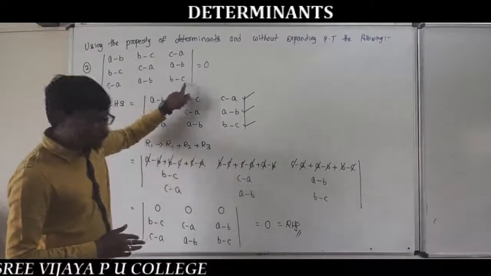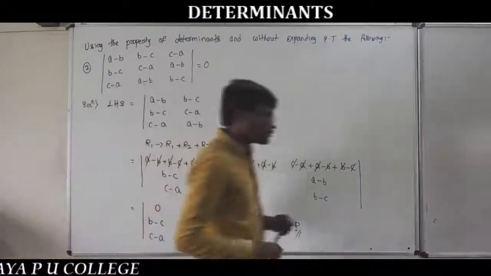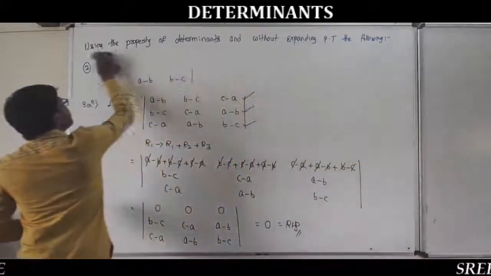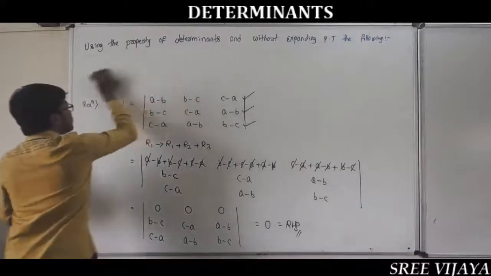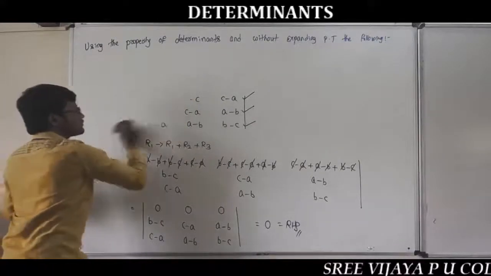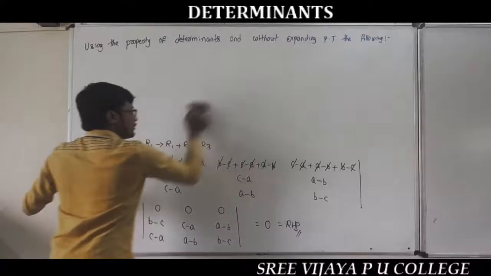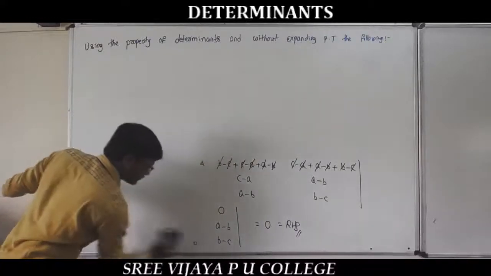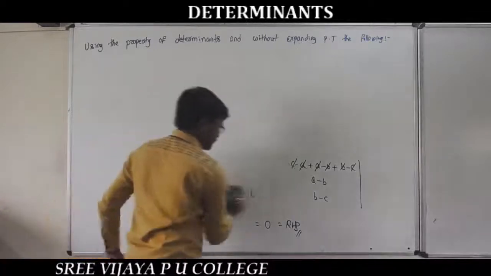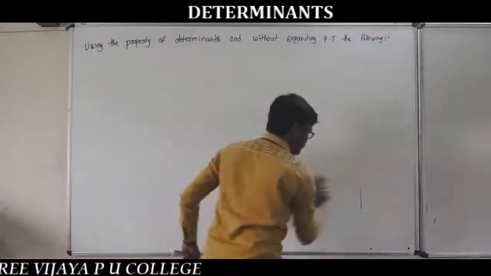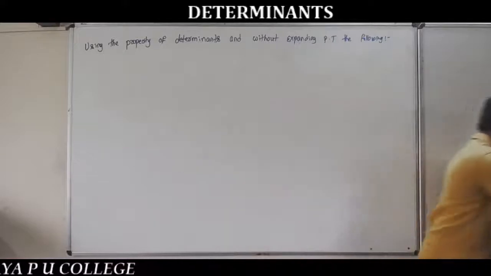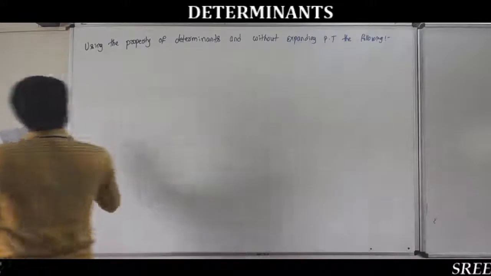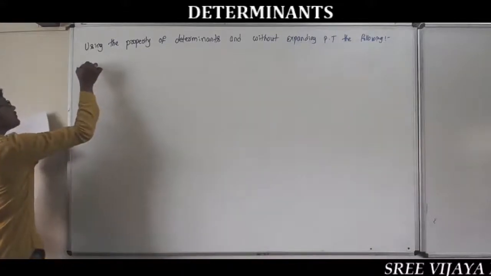So what is one problem? The answer is 0, right? So we'll move to the next one. So next question. Third one.